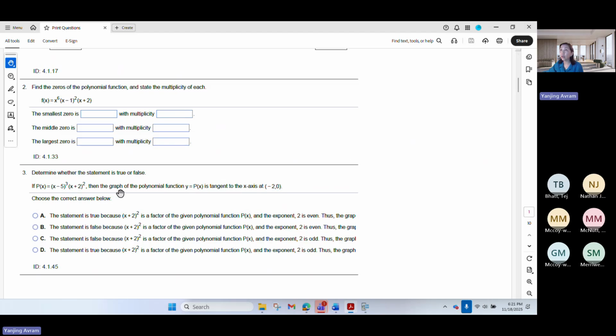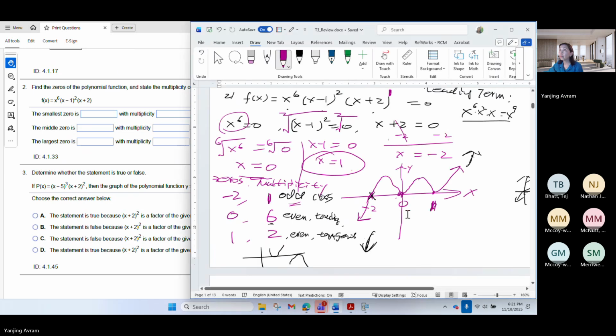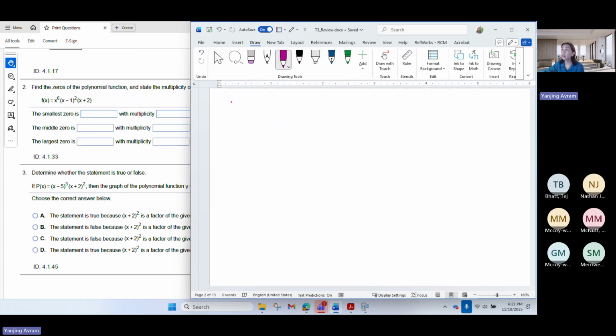All right, so this one: the graph of the polynomial is tangent to the x-axis at -2 and 0. All right, so number 3, we have a p of x. Okay, p of x is (x minus 5) cubed times (x plus 2) squared. Okay, so what are my zeros? Zeros, that means y equal to 0, or p of x equal to 0, right? So y is 0. How much is my x? X minus 5 should be 0. X plus 2 should be 0.